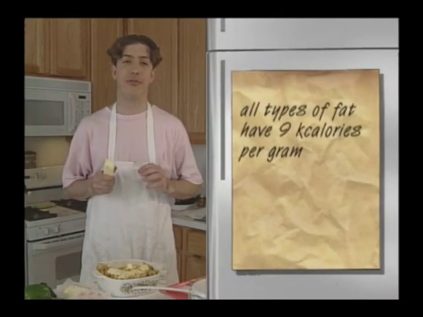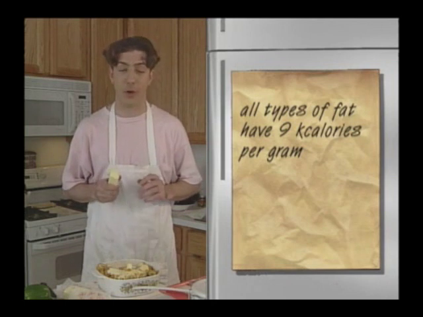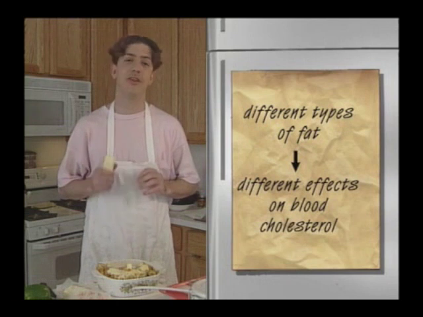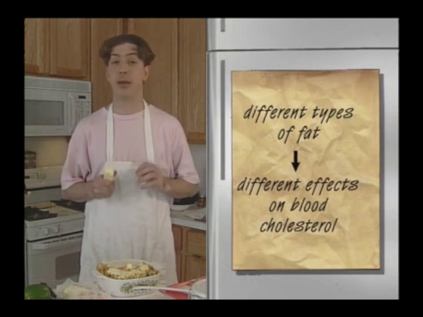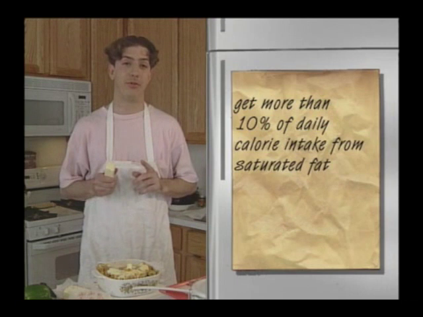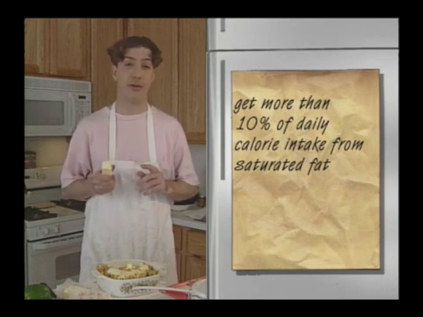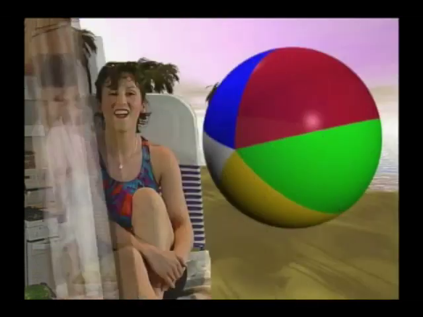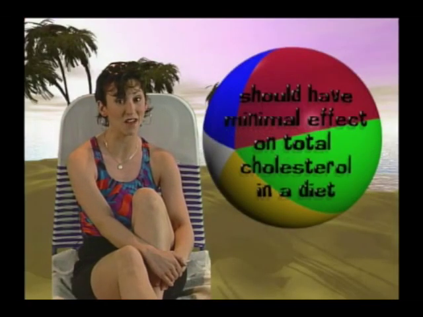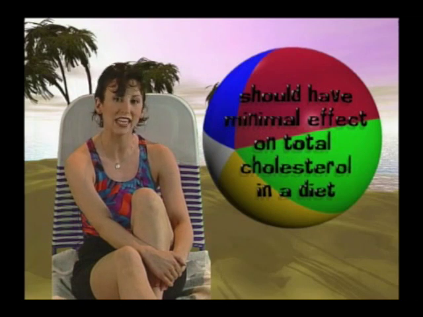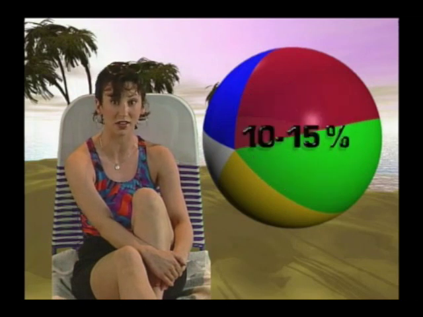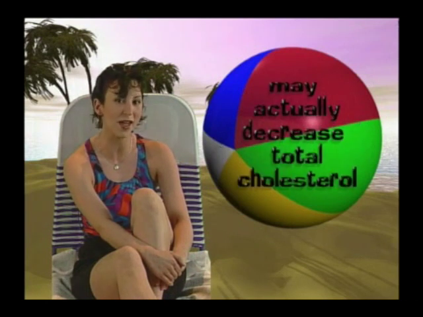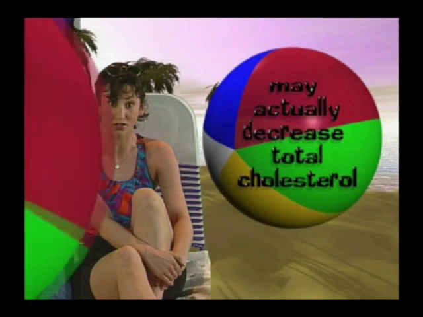Remember, all types of fat still have 9 kilocalories per gram, but different types of fat have different effects on blood cholesterol. And depending on the person and their needs, this can be good or bad. If you get more than 10% of your daily calorie intake from saturated fat, the amount of total cholesterol in your body will go up, plain and simple. Monounsaturated fat should have a minimal effect on total cholesterol in a diet with a 10 to 15% intake of it. If a diet has more than a 10% intake of polyunsaturated fat, it may actually decrease the total cholesterol.